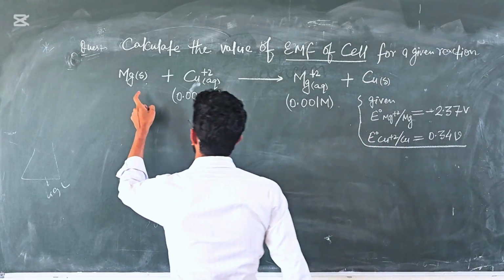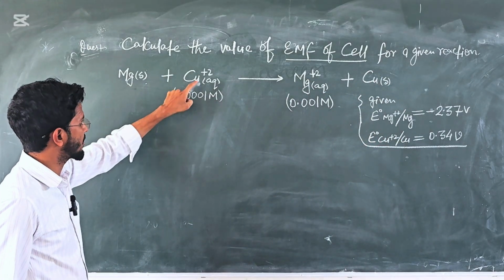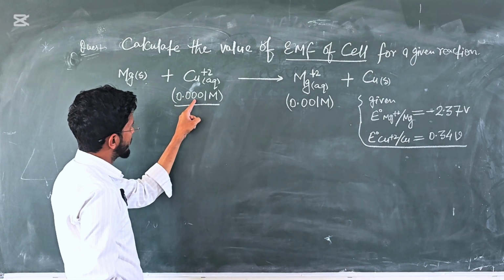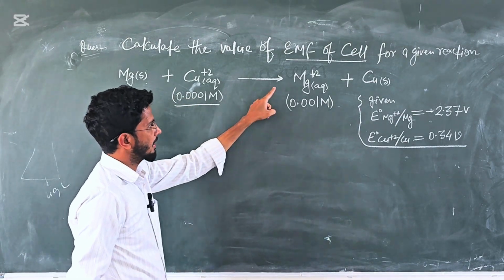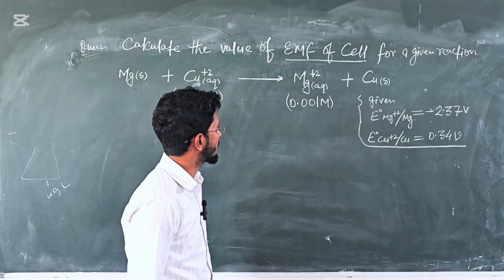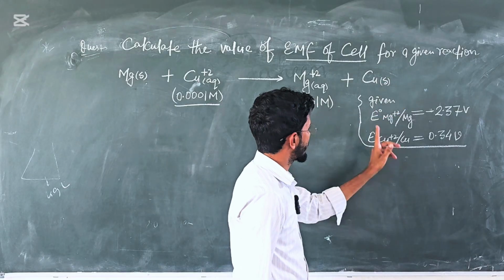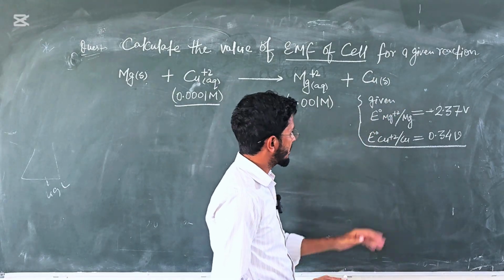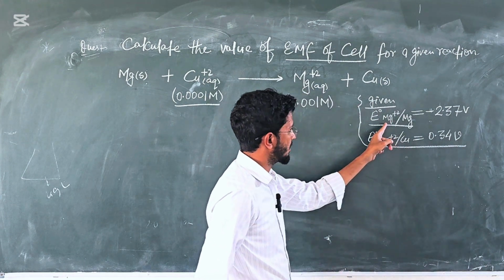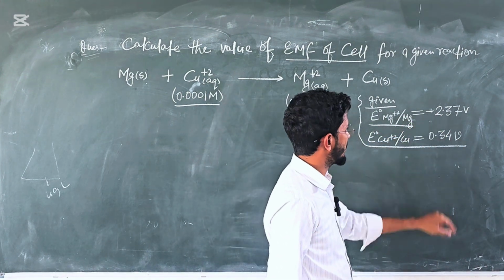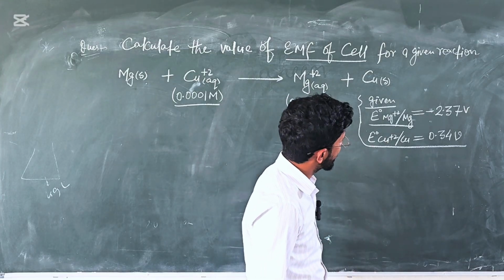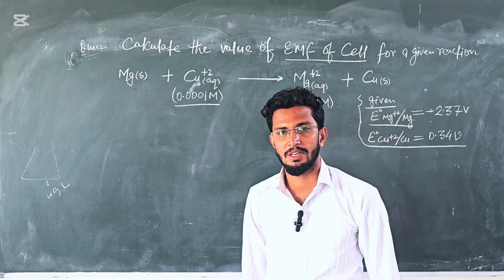For a given reaction, Mg solid plus Cu2+ aqueous, where the concentration of Cu2+ is 0.0001 molar, gives Mg2+ aqueous, with concentration 0.001, and Cu solid. In the question, the standard reduction potential of magnesium is minus 2.37, and the reduction potential of copper is 0.34, and we have to find the value of E cell.